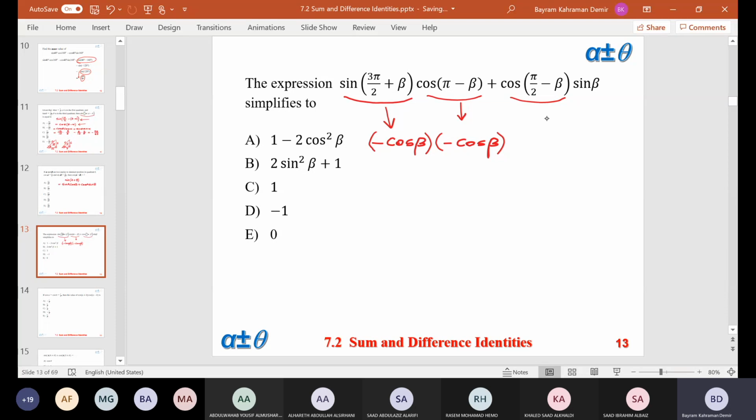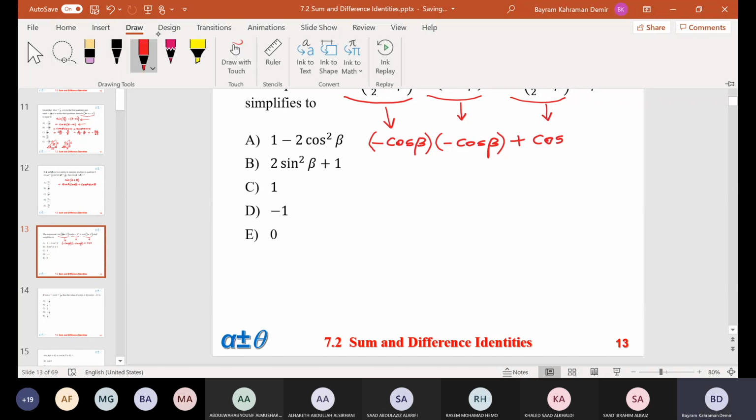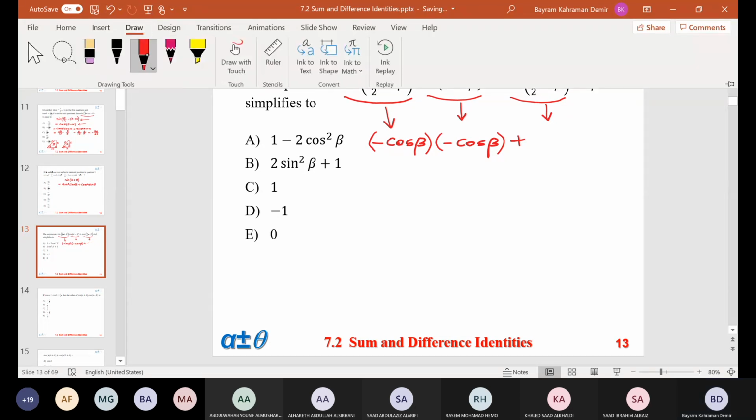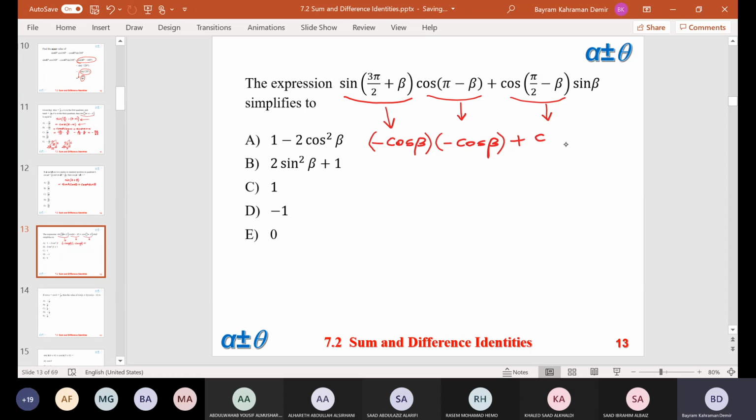Okay, and plus, this is basically a cofunction, right? It is even easier. Cosine of beta is sine beta, not cosine, Shabab, right? Cofunction identity. Sine of beta multiplied by sine of beta. All right, so basically we got cosine square of beta plus sine square of beta.